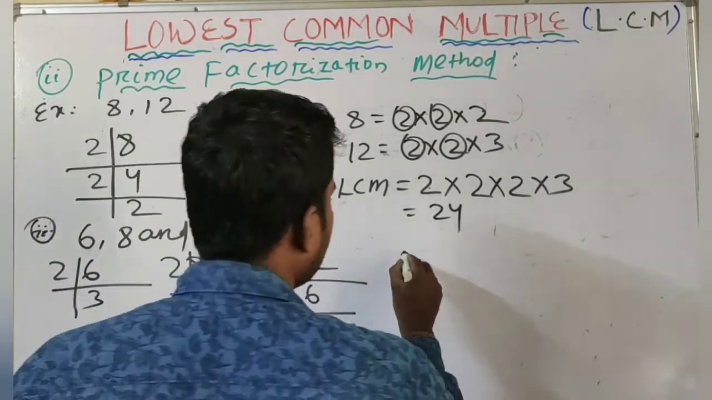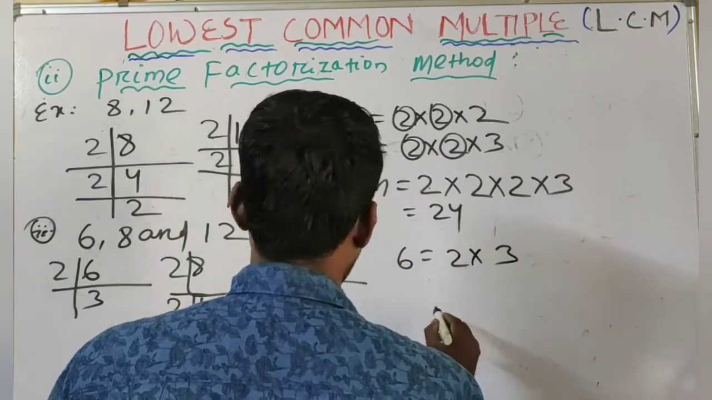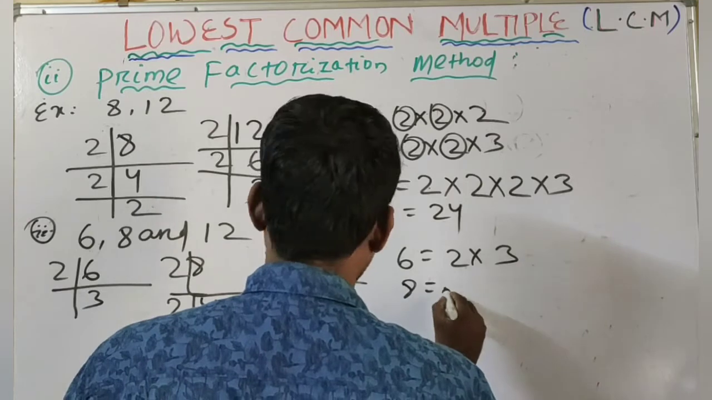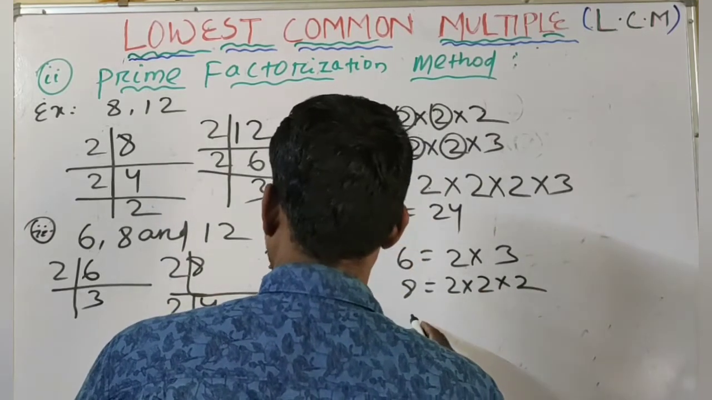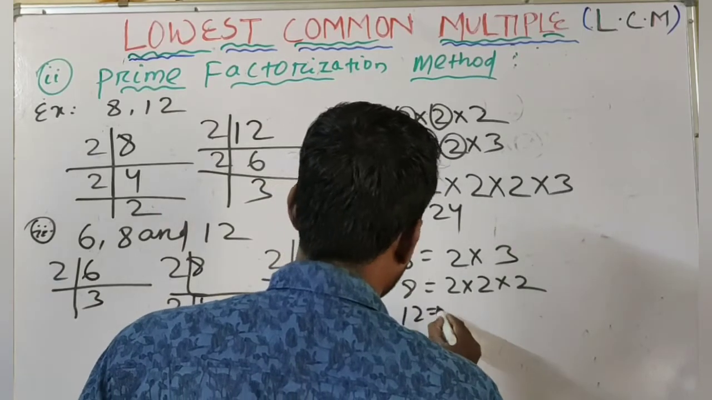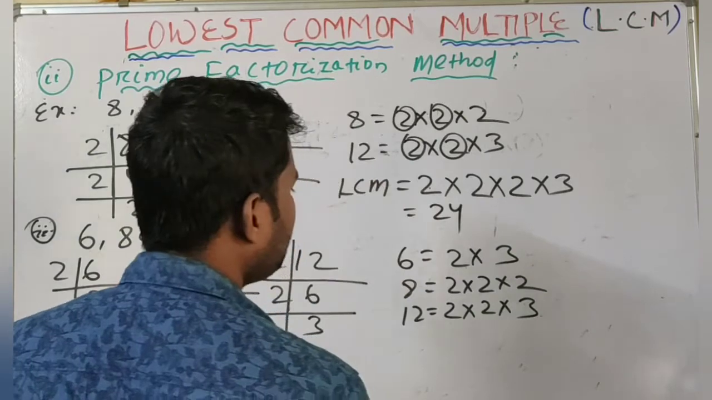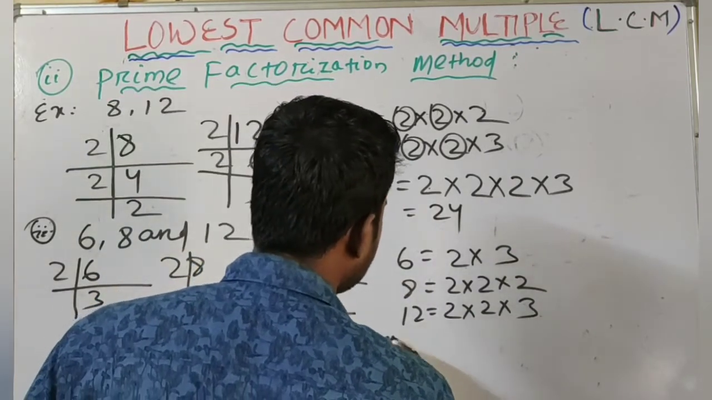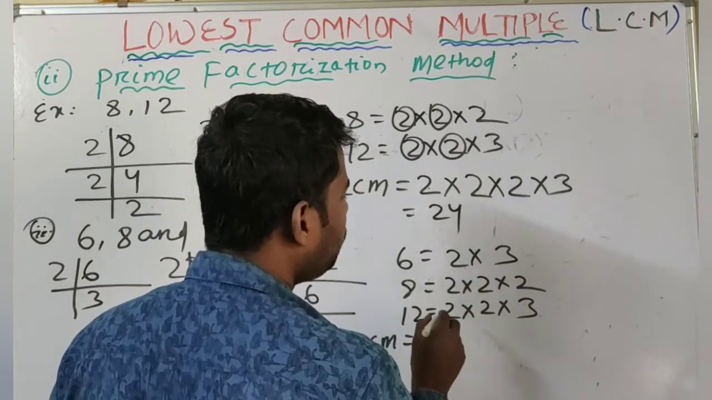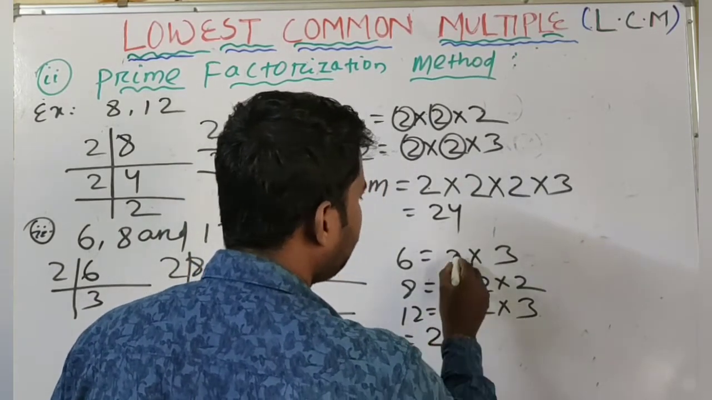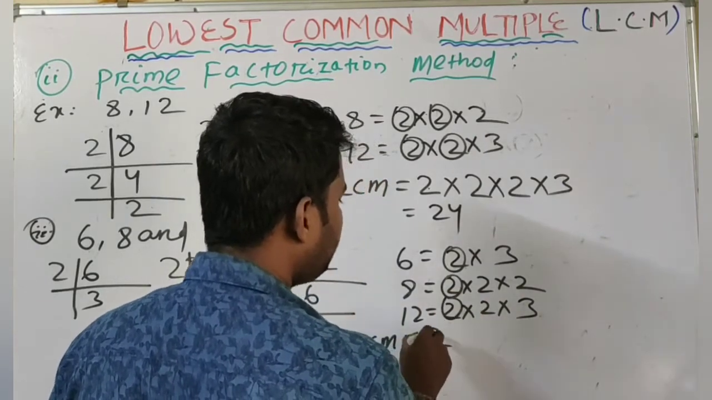So 6 we can write as 2 into 3. 8 is equal to 2 into 2 into 2, and 12 we can write as 2 into 2 into 3. So here for the LCM, which are common to all numbers, we have to write once. So 2 is common to all three numbers, so we have to write it once.